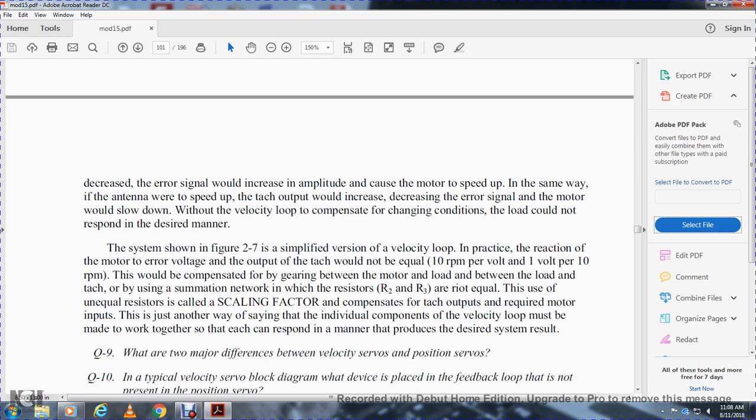The system shown in Figure 2 is a simplified version with the velocity loop. In practice, the reaction of the motor error voltage to the output of the tachometer would not be equal: 10 RPM per volt and 1 volt per 10 RPM.